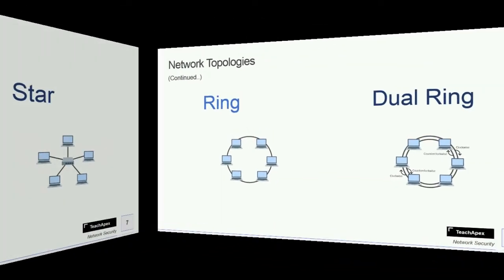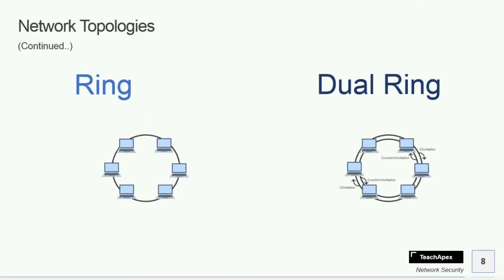Then next we have ring topology. You can see a complete ring architecture here. Here computers are connected to each other in a circular format. Ring topologies can sustain large networks much more effectively than bus topologies.